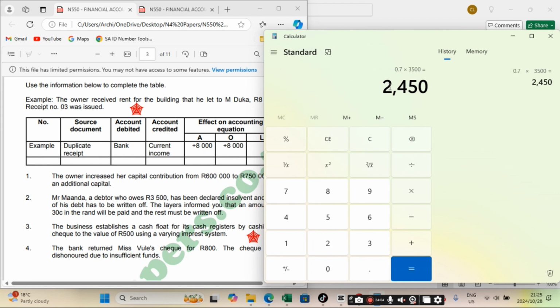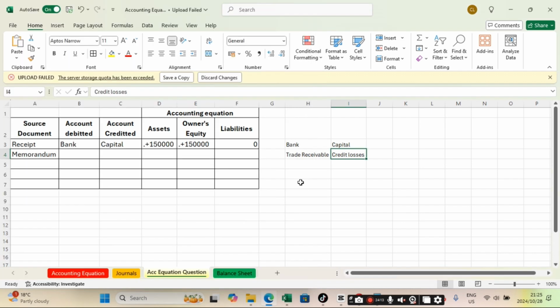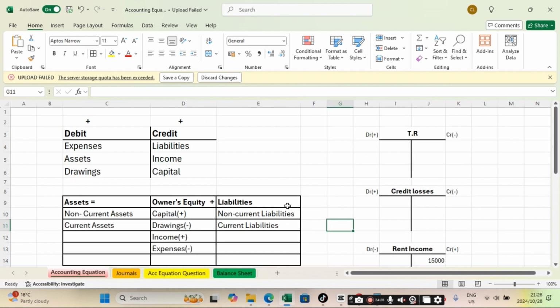So we're going to make a loss of 2,450. Now we need to know which account will be debited and which account will be credited. So now, our trade receivables, will it be increasing or decreasing? We're writing off a debtor's account. So when you write off a debtor's account, is that account increasing or decreasing? That account will be decreasing. Why? Because we are writing it off.